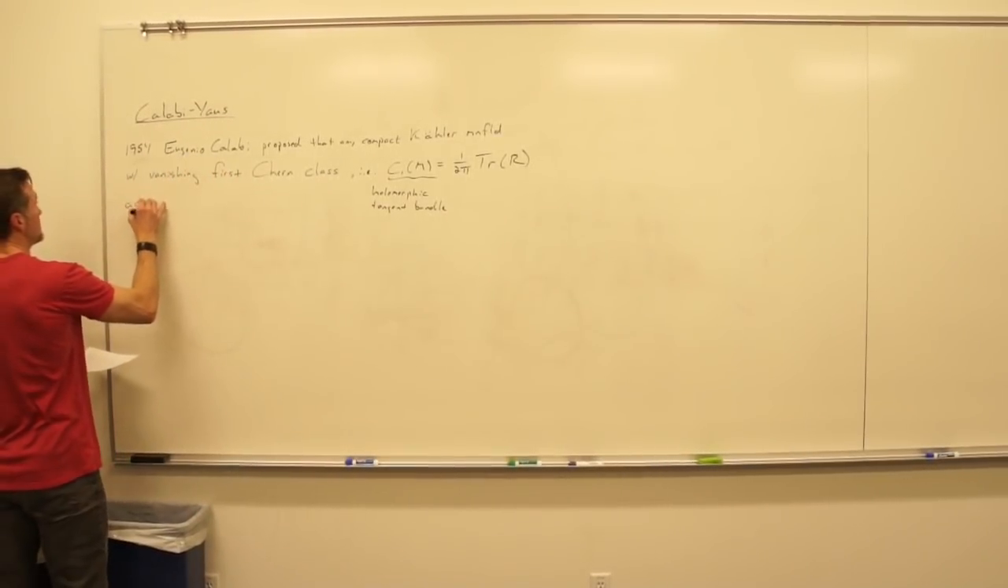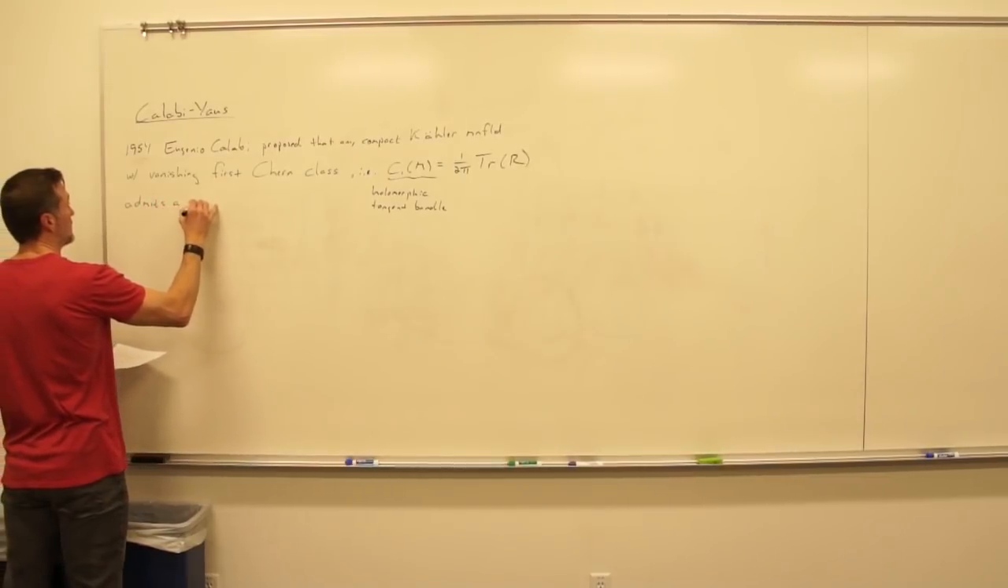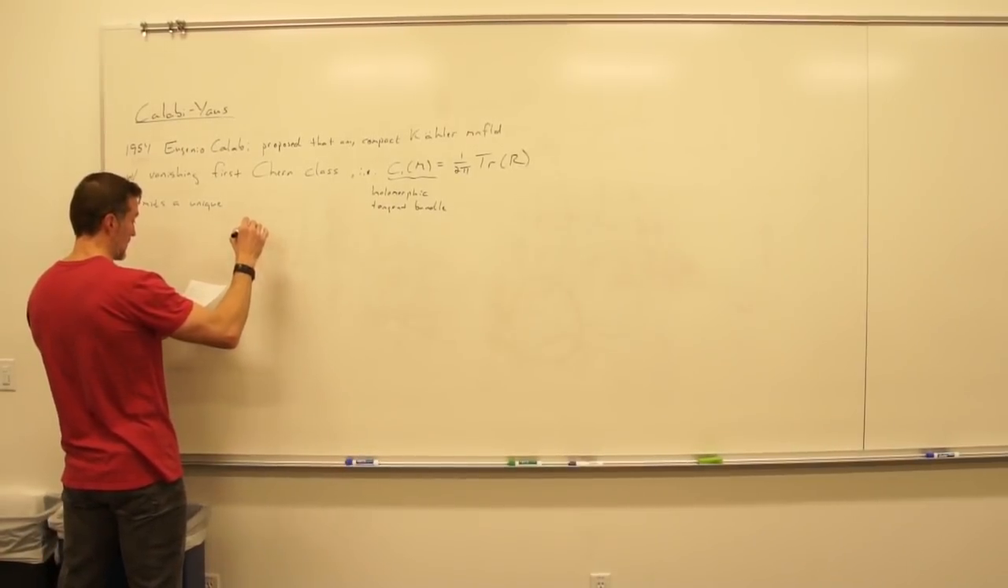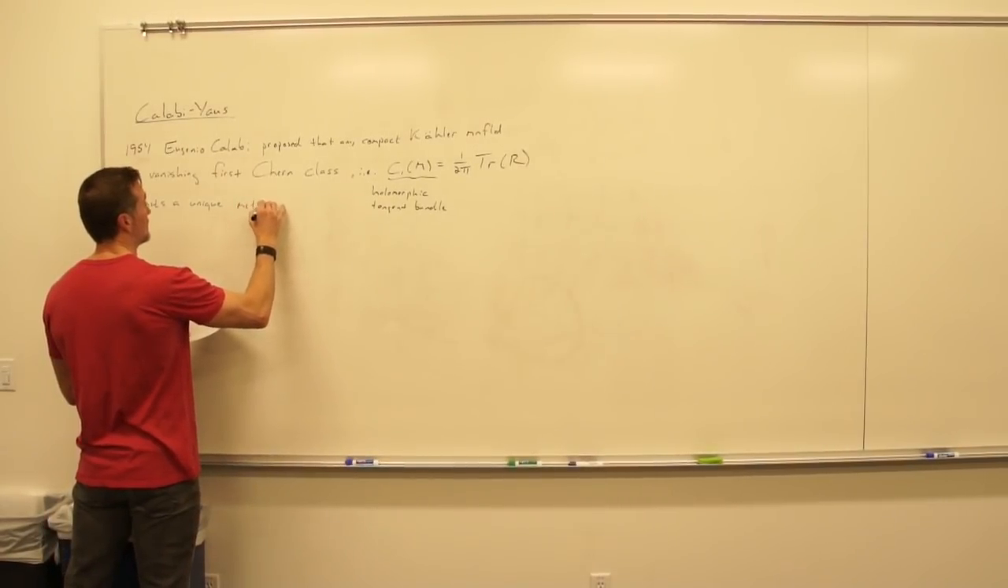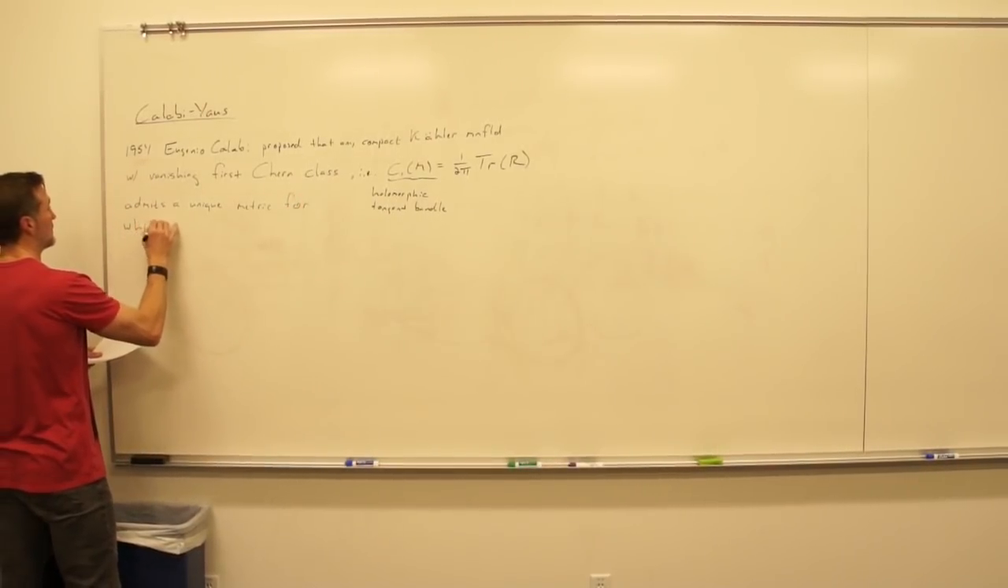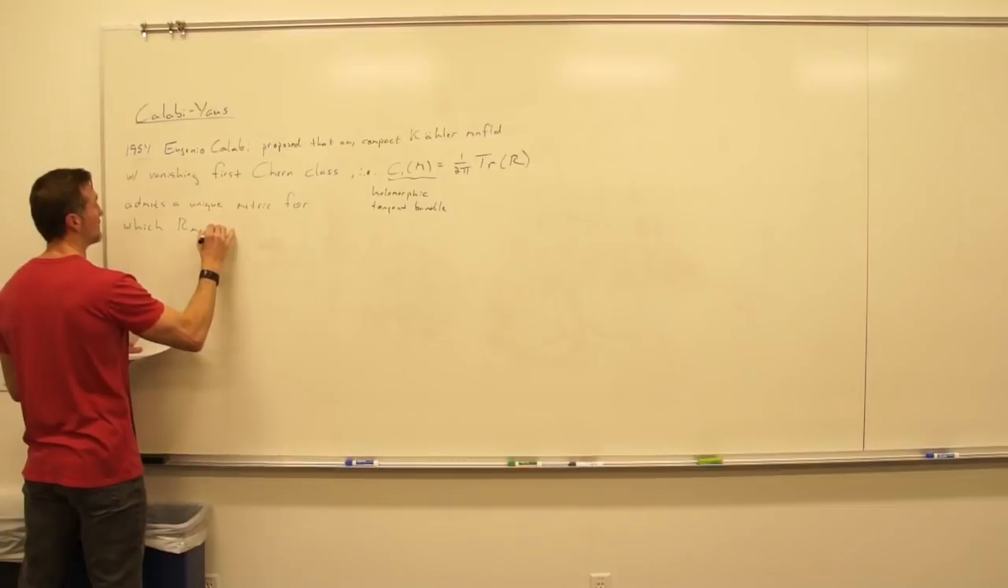This admits a unique metric for which the Ricci tensor vanishes.